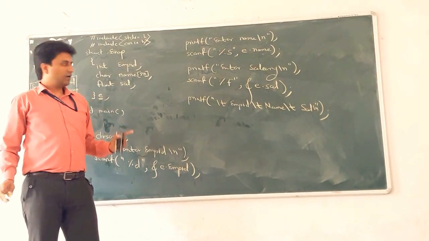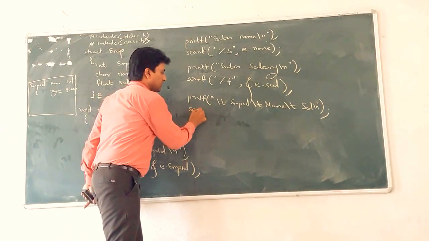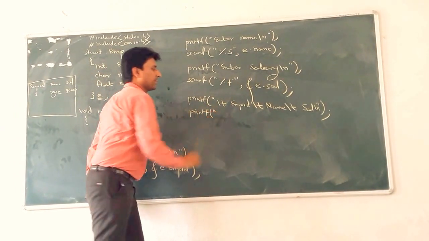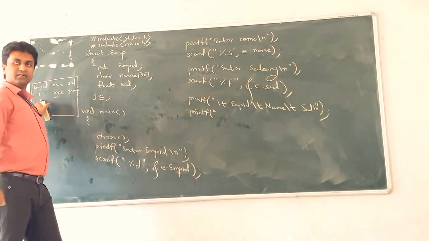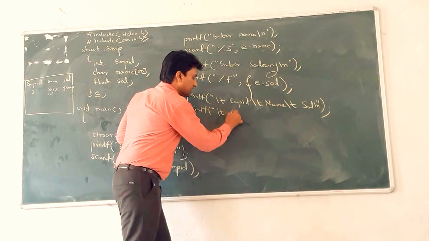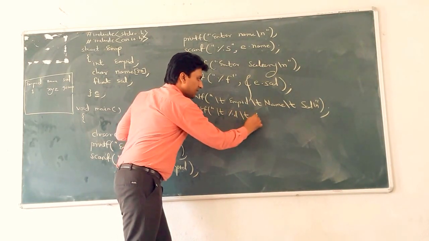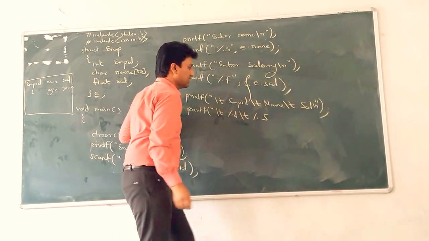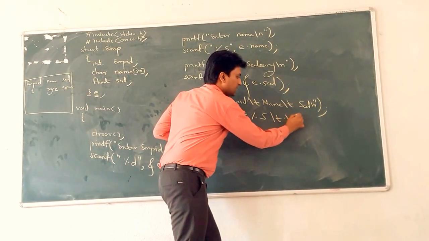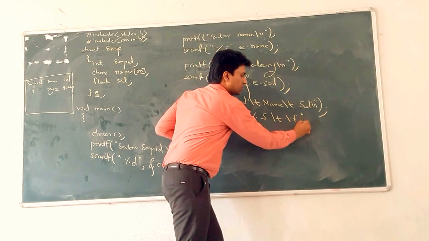Okay, next, next line print the data. First, what is first? Employee ID. So write \t percentage d \t percentage s for name \t salary is float, percentage f, double quotes complete, comma.